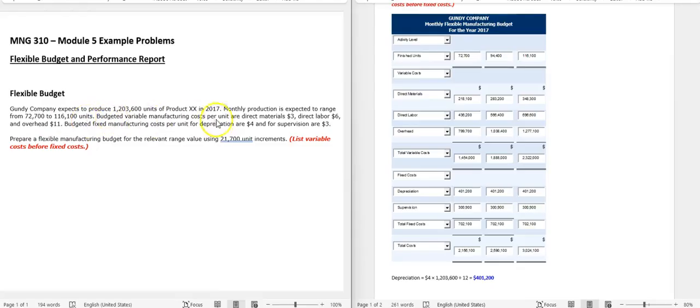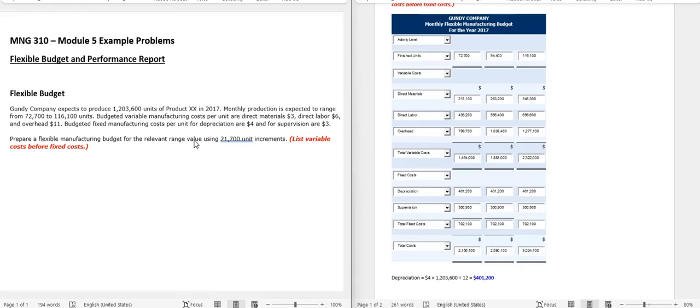Budgeted variable manufacturing costs per unit are direct materials $3, direct labor $6, and overhead $11. Budgeted fixed manufacturing overhead cost per unit are $4 for depreciation and $3 for supervision. So when we are preparing a flexible budget, we are essentially creating a budget for varying levels of activity. And what they're asking us to do is to prepare a flexible manufacturing budget.